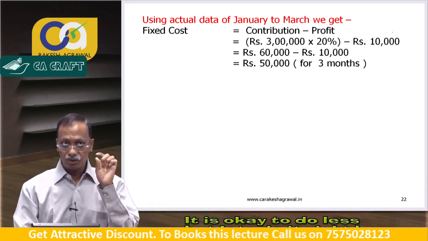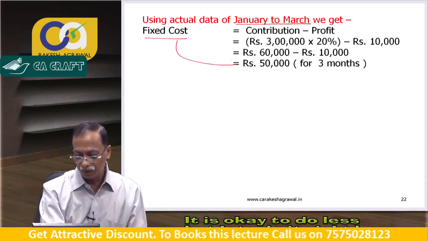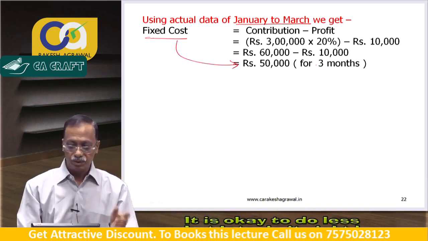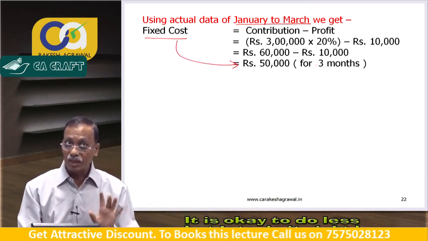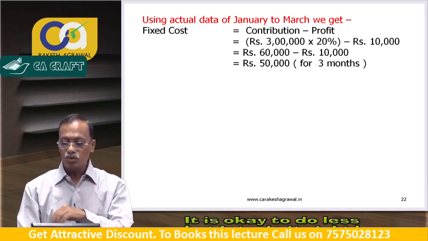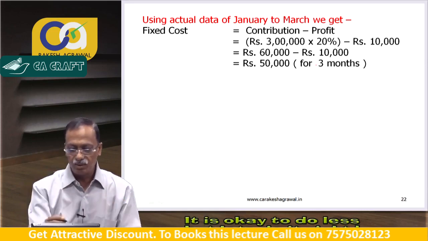But don't forget, fixed cost is a period cost. So this fixed cost, which is derived from this data of 3 months, is for 3 months. This fixed cost is not for a year. This fixed cost is not for 9 months. This is for 3 months. Now suppose if I use 9 months data, I will get 9 months fixed cost. I will just tell you how.